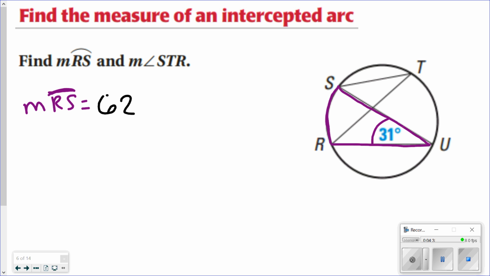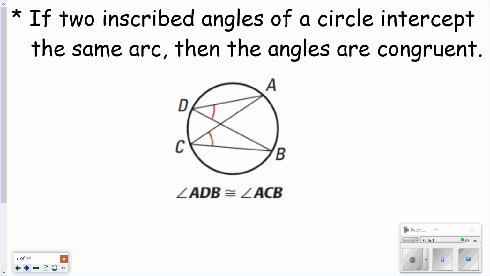Next, we want to find the measure of angle STR. So STR, I want to figure out what is this measure. Well, if you notice that it intercepts this arc, which was the same thing here. So since this angle is 31, it means that angle STR is also 31. So the measure of angle STR is equal to 31. Why? Because both those angles intercept the same arc. So here's our theorem for that. If two inscribed angles of a circle intercept the same arc, then the angles are congruent.